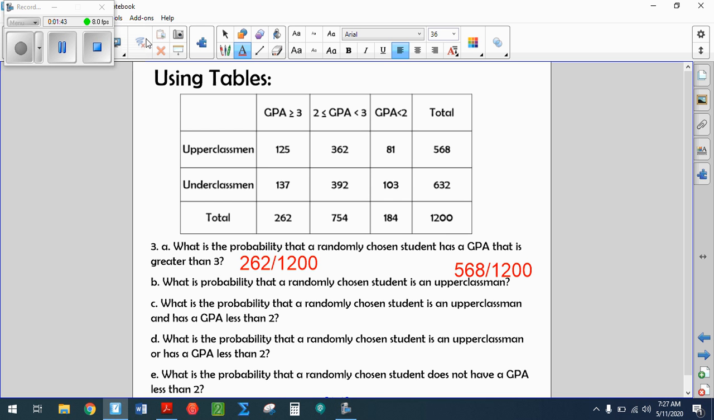Next, what is the probability that a randomly chosen student is an upperclassman and has a GPA less than 2? Upperclassman is the top row of numbers, a GPA less than 2. So now we're only looking at 81. When there are two criteria, you can look at it as a cross section of the two things. So 81 out of 1,200.